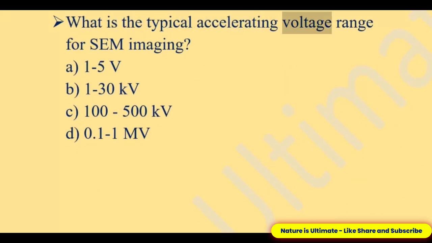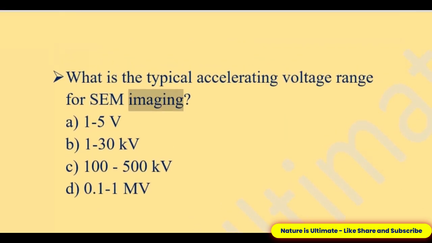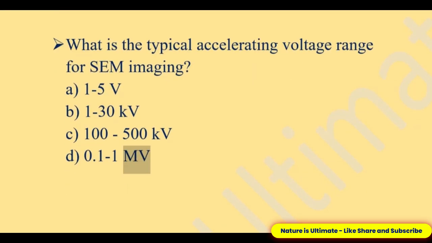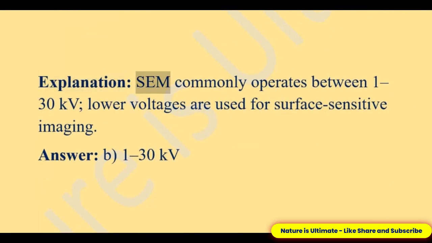What is the typical accelerating voltage range for SEM imaging? A. 1 to 5 V. B. 1 to 30 kV. C. 100 to 500 kV. D. 0.1 to 1 MV. Explanation: SEM commonly operates between 1 to 30 kV; lower voltages are used for surface-sensitive imaging. Answer: B. 1 to 30 kV.